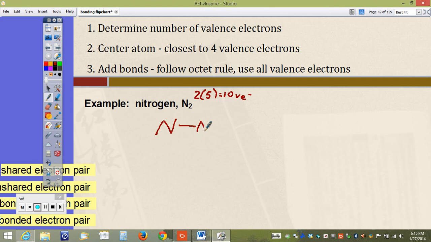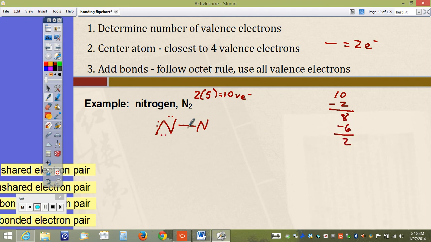other end. Now remember, whenever you have a bond, that is going to equal 2 electrons. So we have 10 valence electrons, we've used up 2, we have 8 more to go. This nitrogen has 2 valence electrons, it needs 6 more. 1, 2, 3, 4, 5, 6. So we've used 6, let's subtract that out.